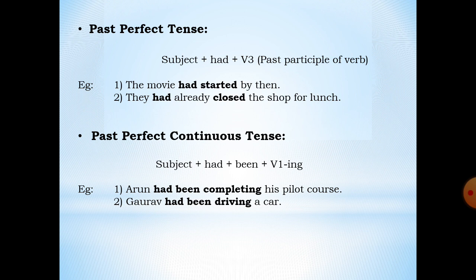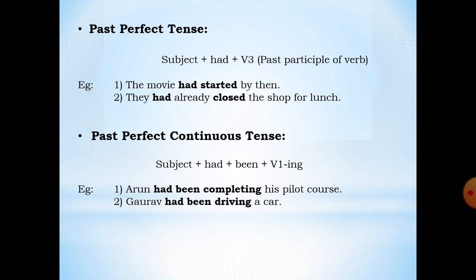In present continuous tense, am, is, are is used. In present perfect, has or have comes. In present perfect continuous, has, have plus been plus verb and ing.